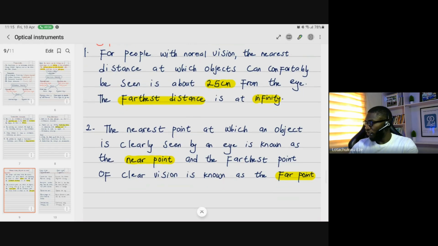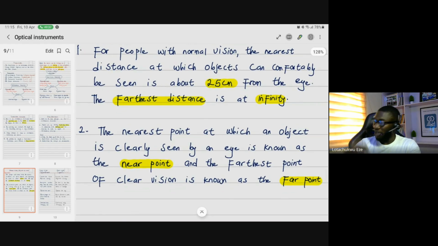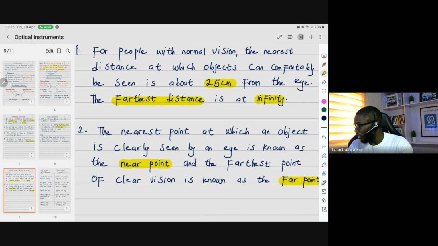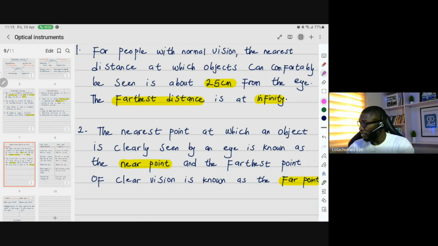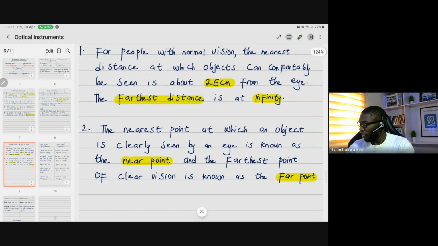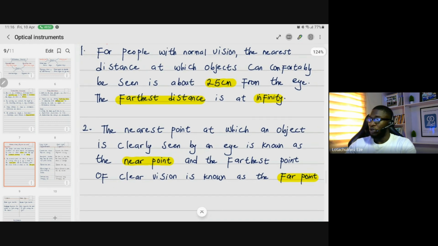So the name for the nearest point at which an object can be seen very well is what we regard as the near point. So that 25 centimeter is our near point, at which we can see very well. Then the farthest point is what we regard as your far point. So the clear vision, the farthest point you can see is your far point.